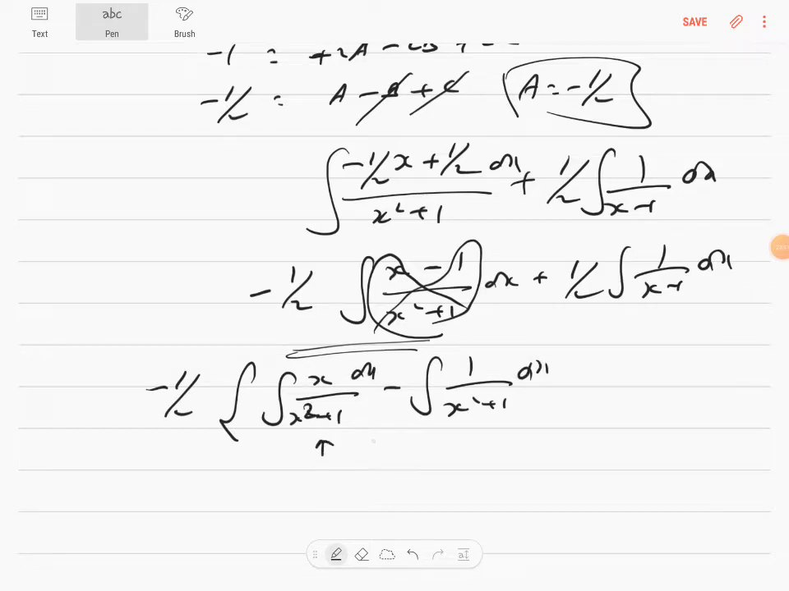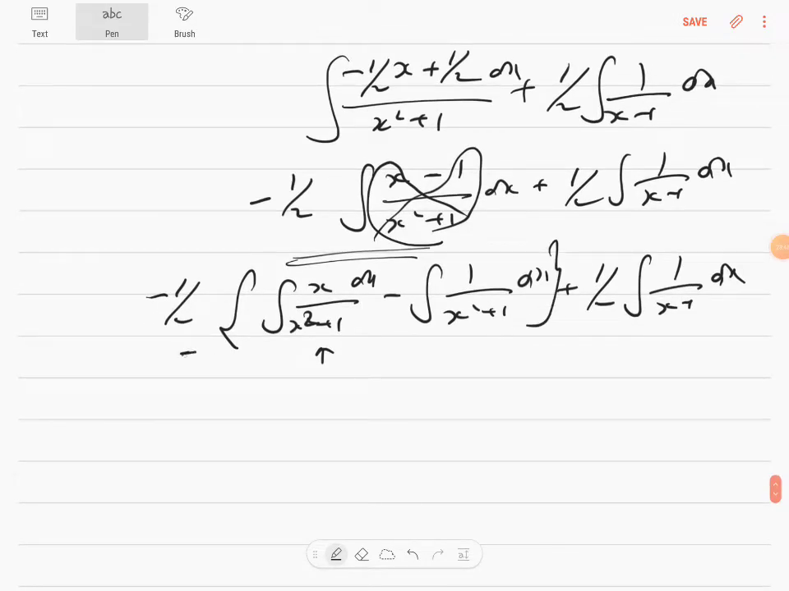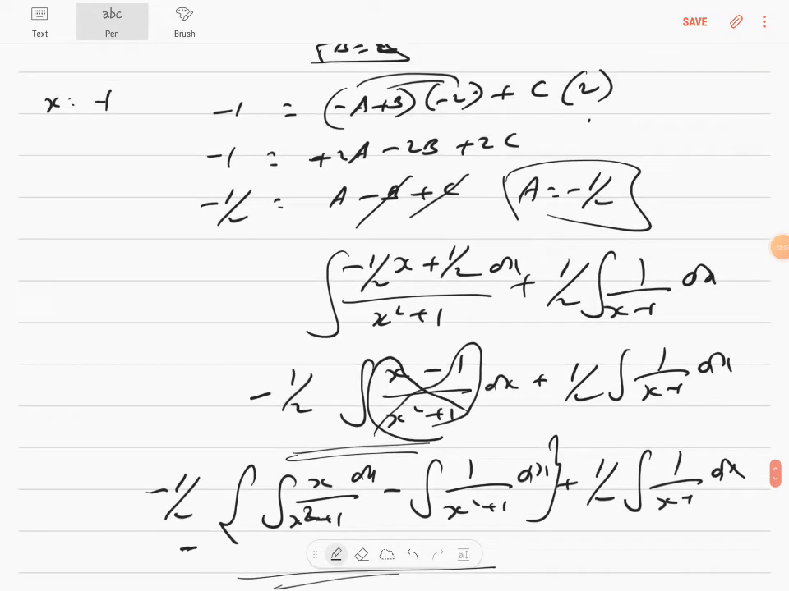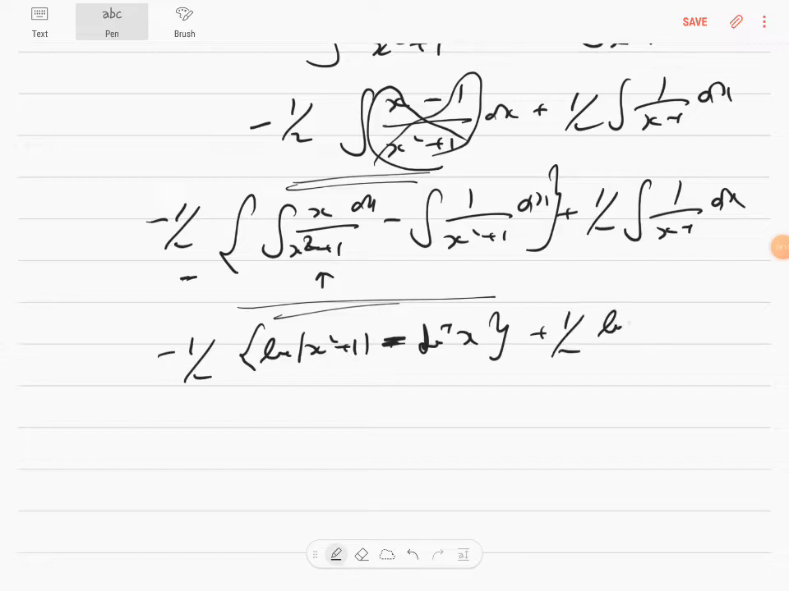This is t dt first term, plus 1 by 2 into integration of 1 by x minus 1 into dx. Now minus 1 by 2 is common only for these two, okay. So minus 1 by 2 into t dt, so this will be log t, which is log of mod of x square plus 1, and this will be direct formula tan inverse of x, and plus half into log of mod of x minus 1 plus c. So we'll check the answer for this sum whether I got it correct.